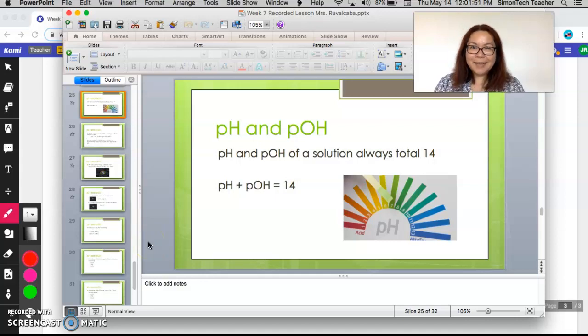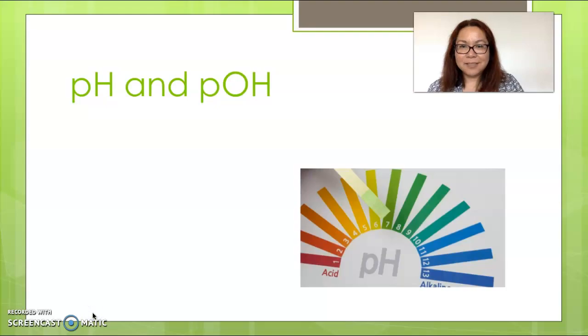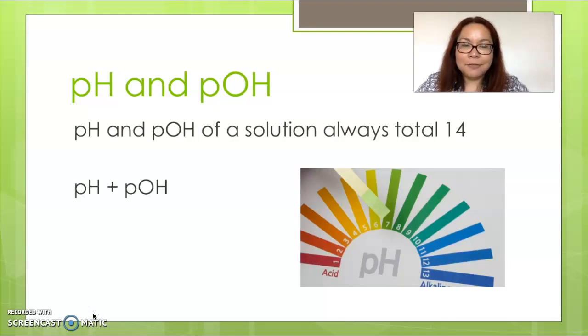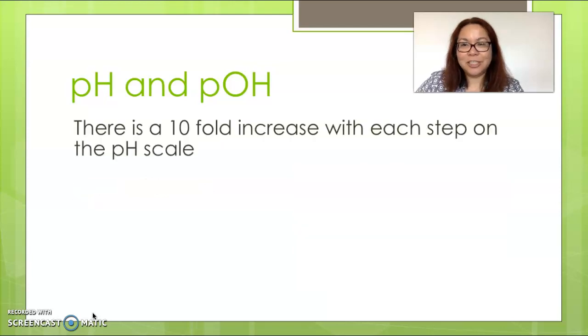Hi guys, welcome back. This is the last segment of this lesson for week 7. So the last time we talked about pH and pOH, and remember that the pH and pOH total in the solution must be equal to 14. Now let's move on and actually try to calculate what the pH is of a solution.